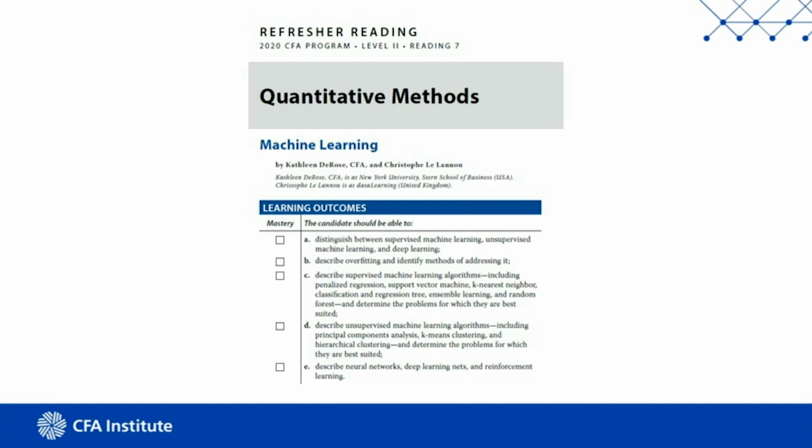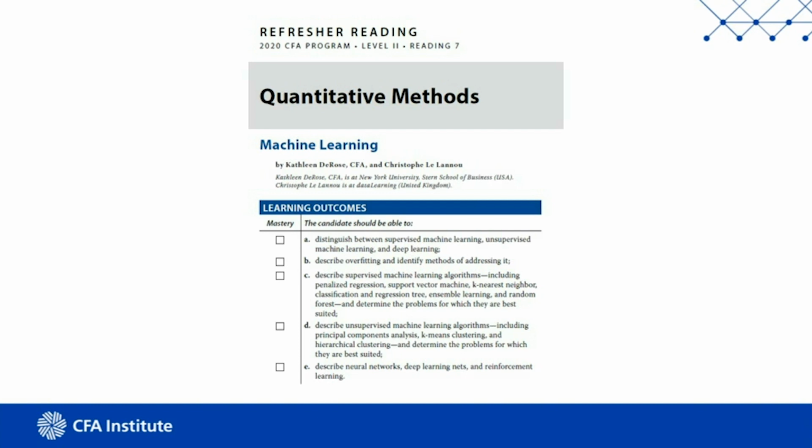We then talk about some specific machine learning algorithms. Machine learning is not just one thing. It's lots and lots of different algorithms, lots of different ways of learning the pattern in some data. And so we'll talk about some specific ones, including penalized regression, support vector machines, k-nearest neighbors, ensemble learning, including random forests.